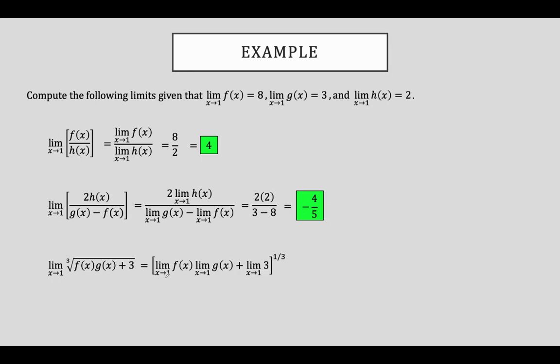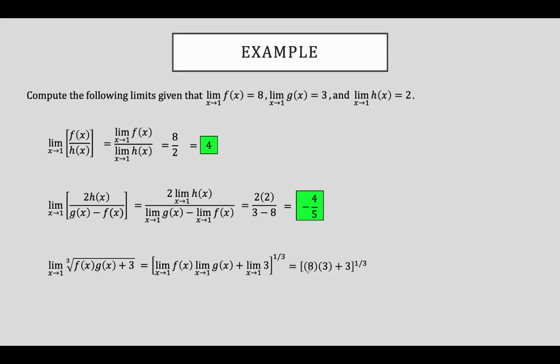This gives us, and again, splitting up the parts that are inside of our cubed root, the limit of f of x as x approaches 1, times the limit of g of x as x approaches 1, plus the limit of 3 as x approaches 1. Well, the limit of f of x as x approaches 1, we know is 8. The limit of g of x as x approaches 1, that's 3. The limit of a constant, yes, 3 is a constant. That is just a number. This is going to be 3.